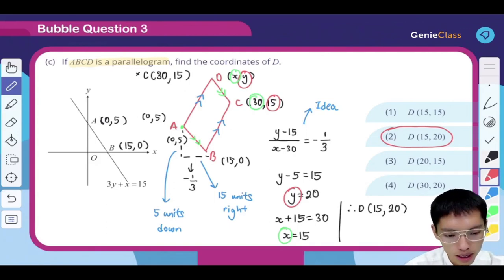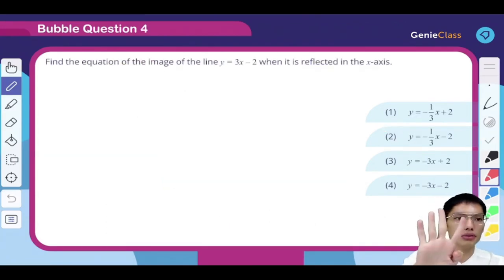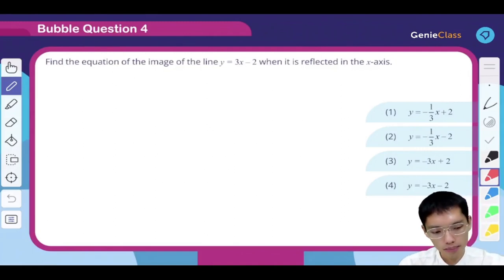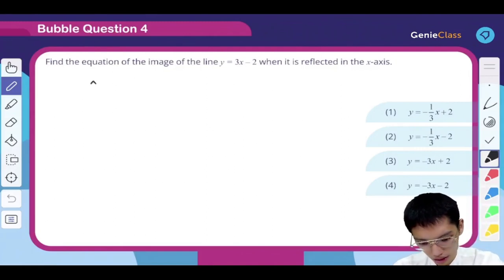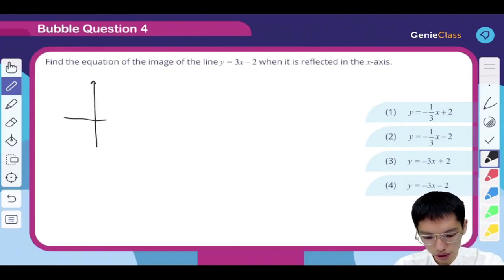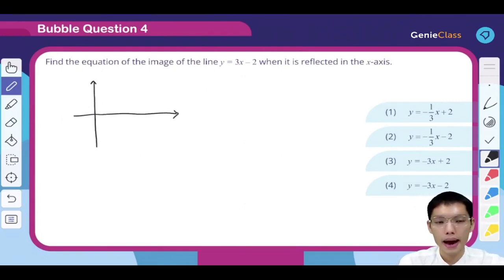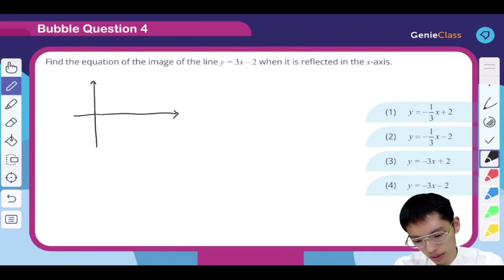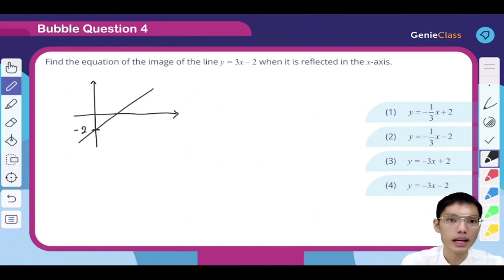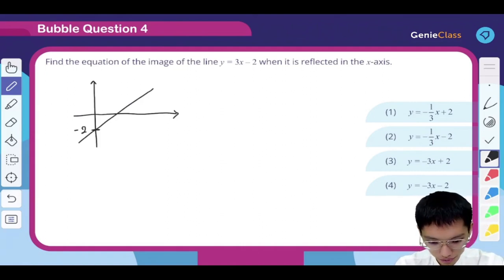Okay, so the next part of the question, bubble question number 4. It's a little bit different. So what happens? I have a line. Let me just draw the line for you to see. I have a line, y is equals to 3x minus 2. Now this tells me when x is equals to 0, let me just draw it out. X equals 0, y is minus 2. And then when y is 0, okay, x is 2/3.